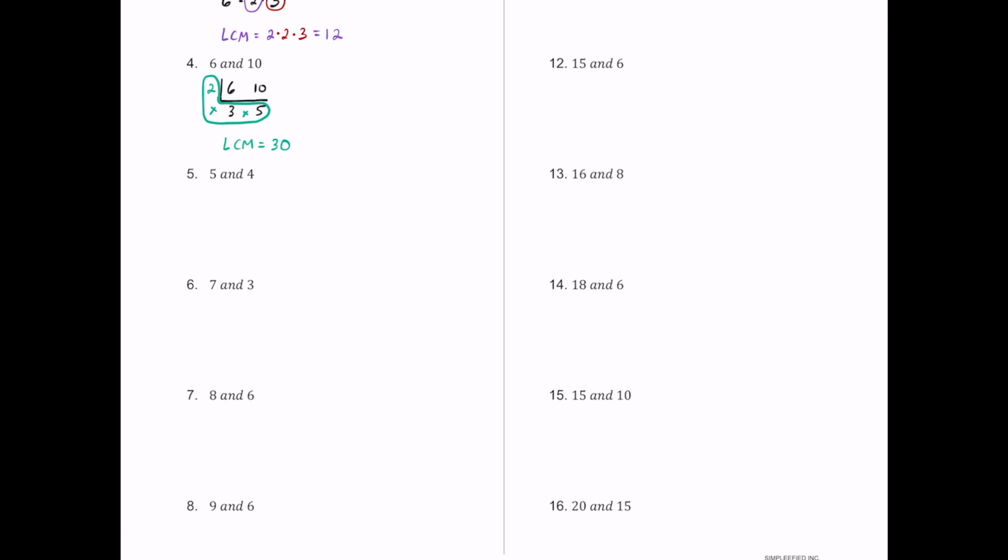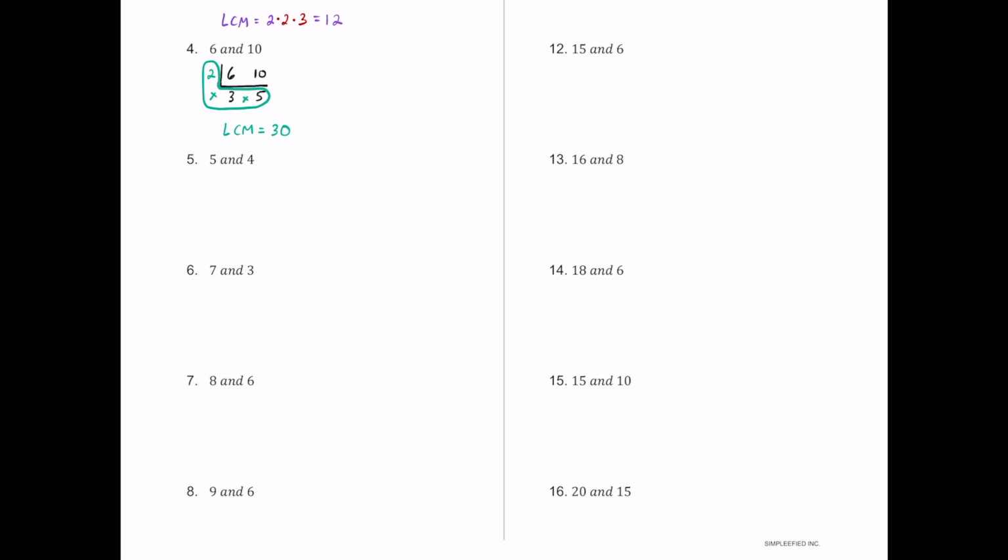For number 5, let's try using the prime factorization method. So we have number 5, its prime factorization is just 5. And for 4, its prime factorization is 2 times 2. So notice they have nothing in common, so we know that their GCF is going to be 1.